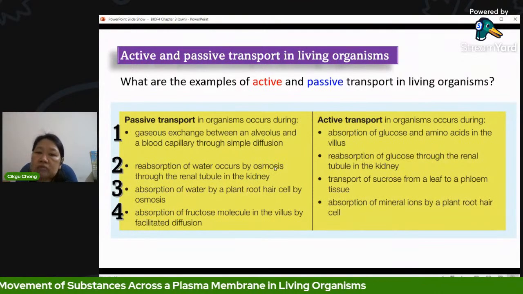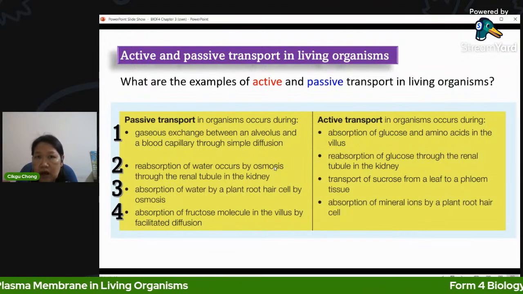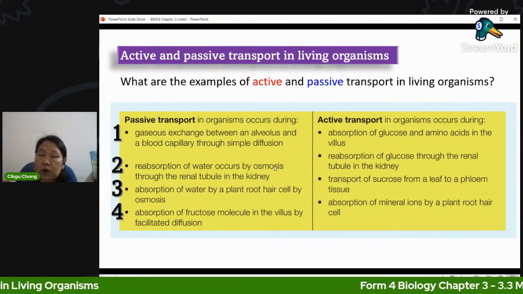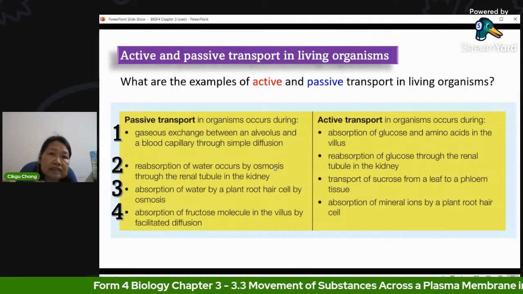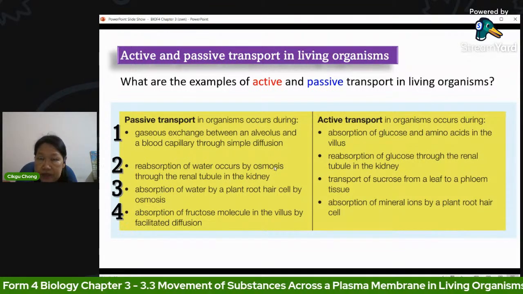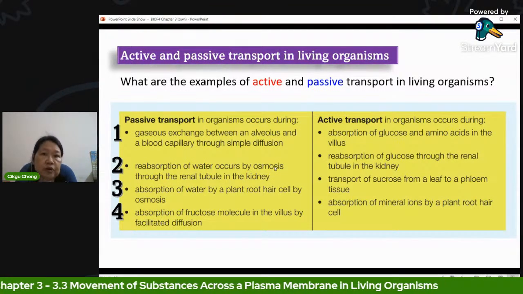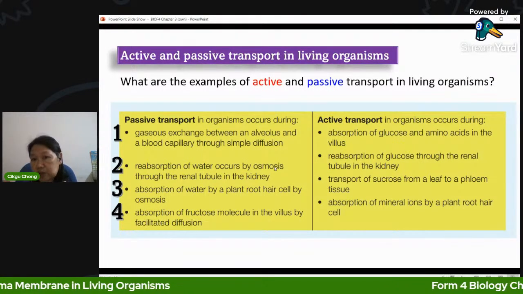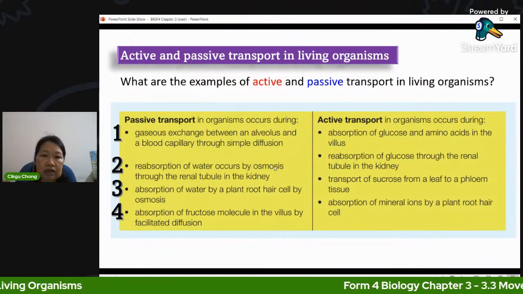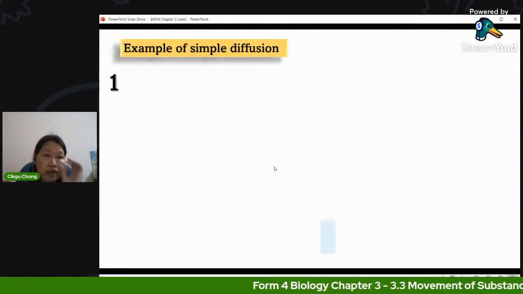Okay, one more. Absorption of mineral ions. This one is always active transport. The method by which a plant absorbs mineral ions from the soil into the root hair cell is through active transport. Not water. Water is always osmosis. So this mineral ions absorption is through active transport. All right, now let's look at it again with examples.